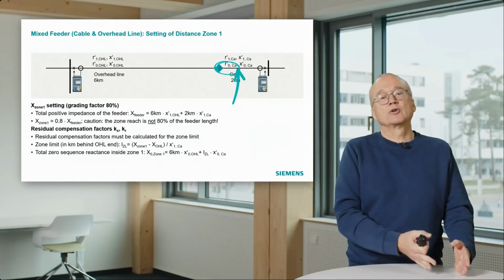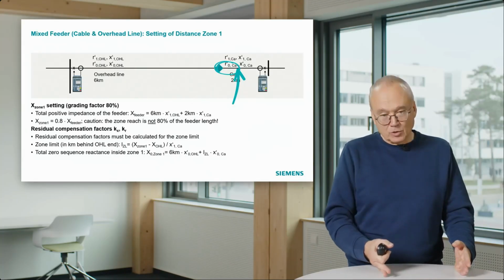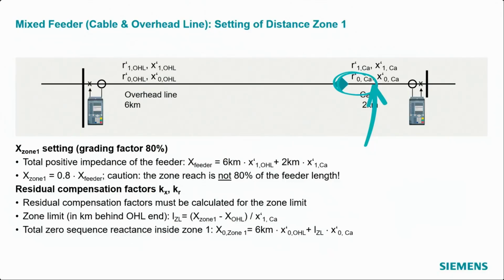It is the total zero sequence impedance of the overhead line part. That means the 6 kilometers multiplied by the ohms per kilometer of the zero sequence system, plus the length of the cable from the connection point to the end of the first zone multiplied by the ohms per kilometer of the zero sequence system of the cable.